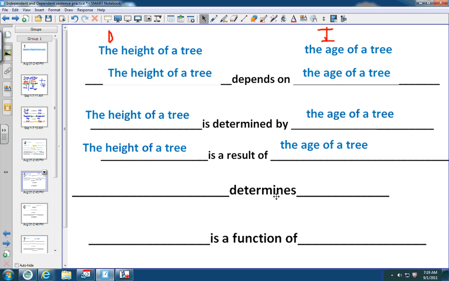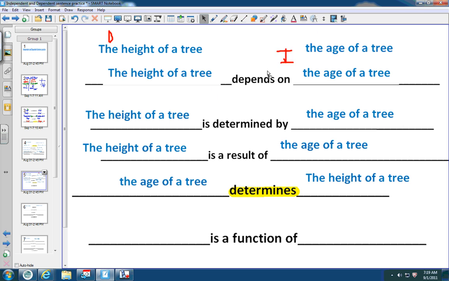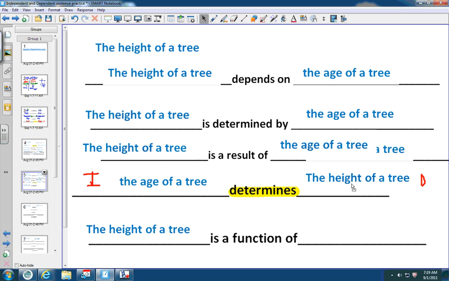Next I have determines. Now determines, remember that was that special one right here. That was different. So I have the age of the tree determines the height of the tree. This is where we go backwards and we have the independent and the dependent. Down here is a function of. You should have the height of a tree is a function of the age of a tree.